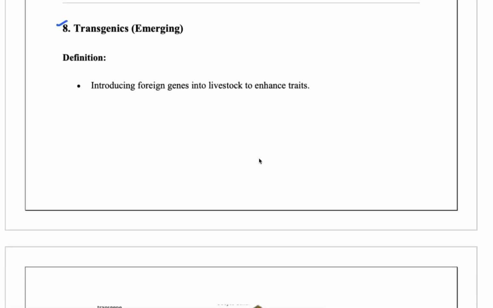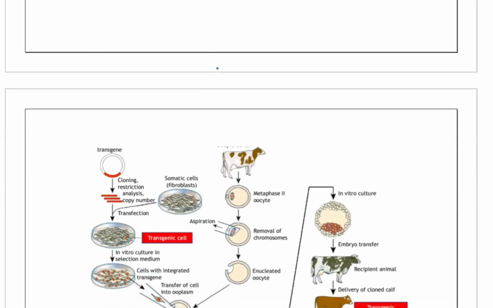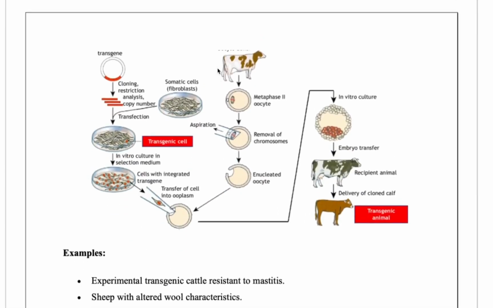Now there is transgenics, which is an emerging field. This introduces foreign genes into livestock to enhance traits. Again, this is laboratory based. Basically you are taking the foreign genes and introducing them. And how do you introduce the foreign genes? You use a cloning vector. So this is your transgene, and these are the somatic cells. In transfection, this vector will infect your cells and introduce the gene.